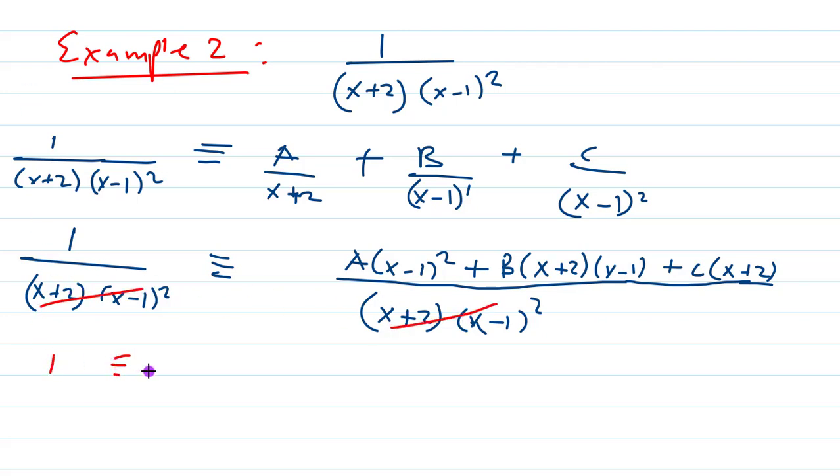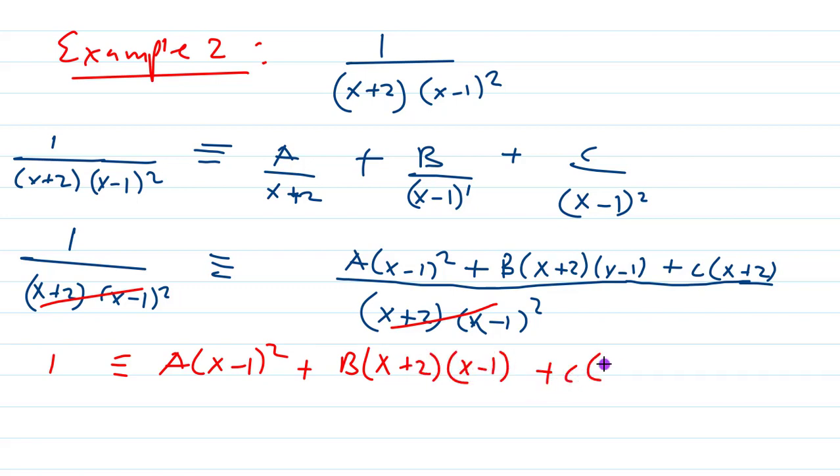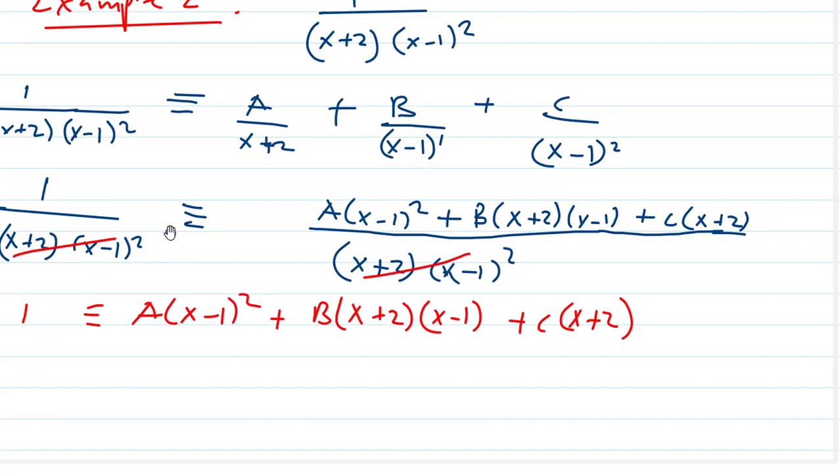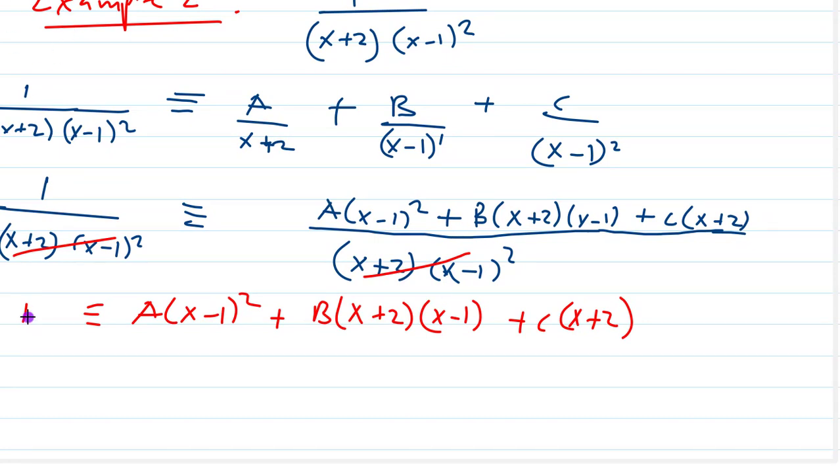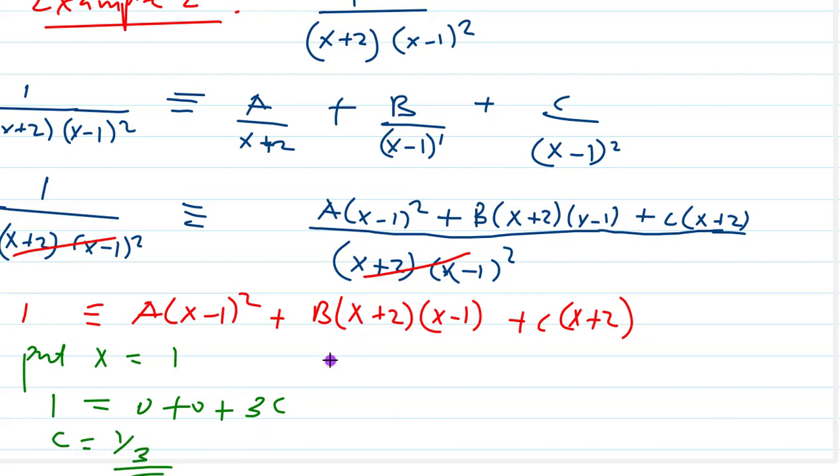Now we have 1 equivalent to A(x-1)^2 + B(x+2)(x-1) + C(x+2). Let's choose some nice value of x. I put x = 1, that makes this and this 0. So that gives me 1 = 0 + 3C. So C is 1/3. It's a nice one.